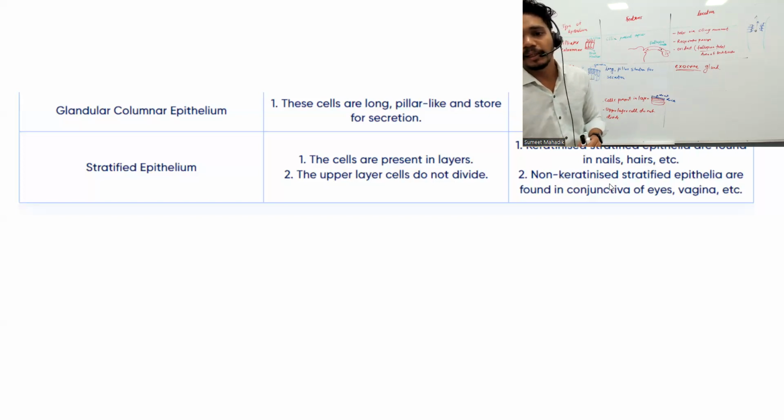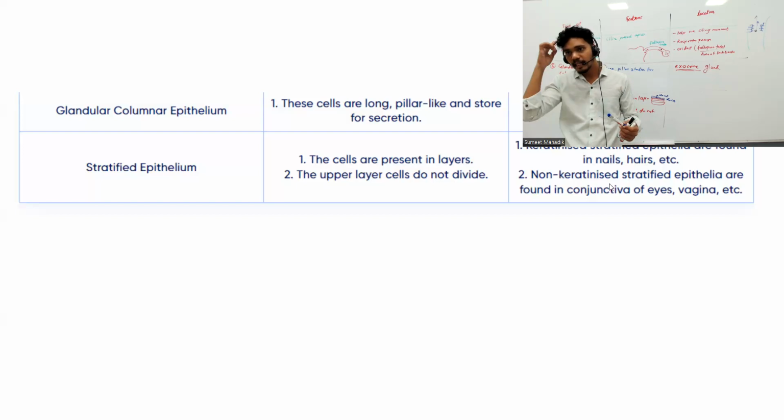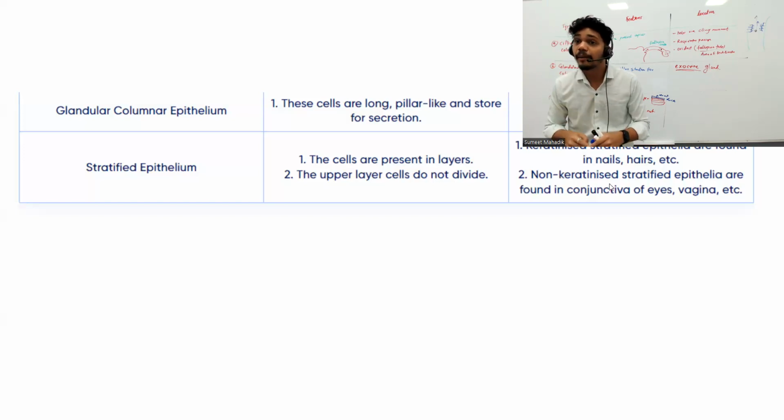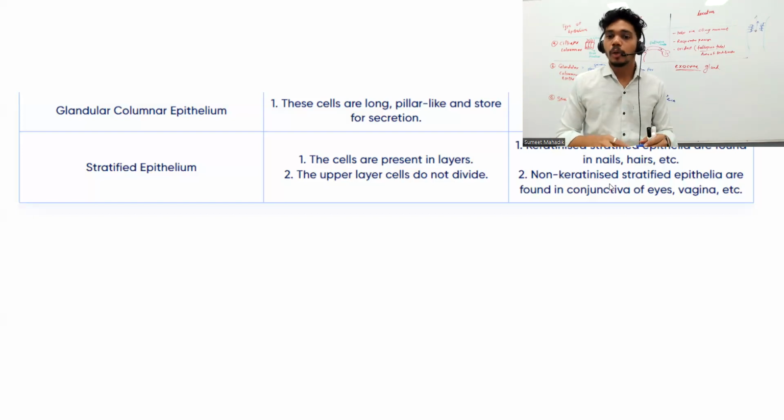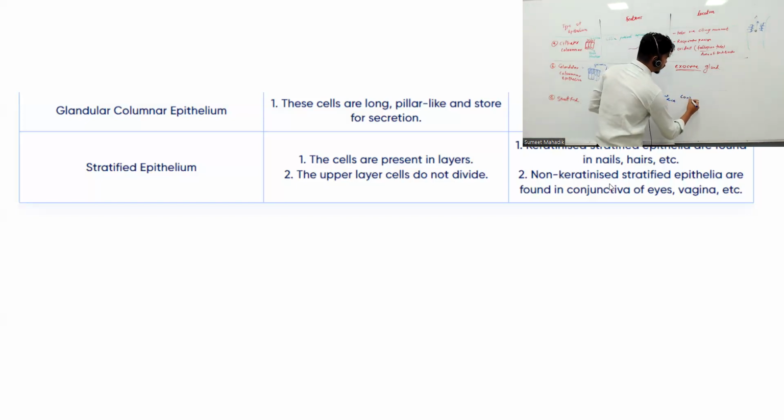Non-keratinized stratified epithelia. What is keratin? Mostly the hair. Nails and hairs are made of keratin, which is continuously growing, but that is a dead one. Yes or no? Dead one means this is not a live one, but they require it. So they are made up of keratin. Non-keratinized stratified epithelia are found in the conjunctiva of eyes.